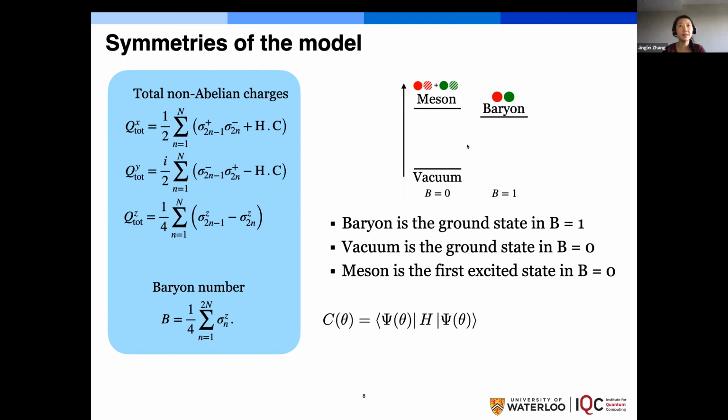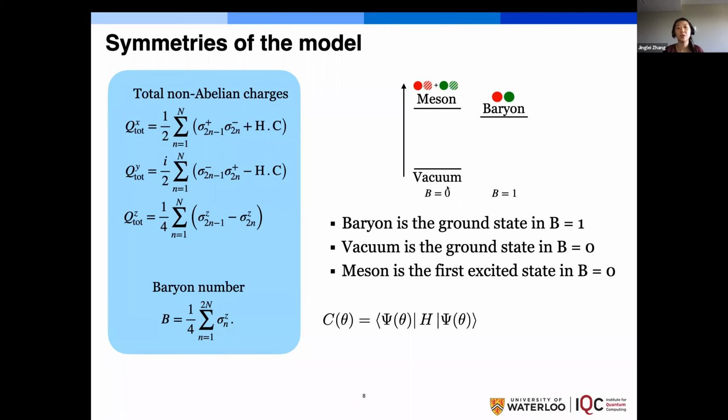So let me tell you about the states that we're looking at. We decided to look at the low-lying spectrum of the model, and we look at both the sector B equals 0 and B equals 1. In the sector B equals 0, the ground state we will just call the vacuum, and the first excited state we will call the meson. And then we will look also at the B equals 1 sector, where there is a matter-antimatter imbalance, and we will call the lowest state in that sector the baryon.